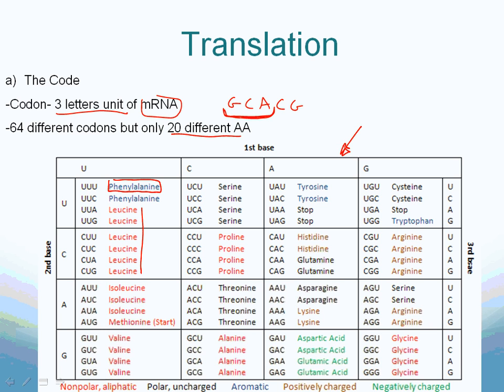This will be given to you in class. You do not have to memorize it. There's only one that you actually have to know by heart, and that's methionine. Here, that's the start codon. I remember it as AUG, and the reason I remember it as the start codon is August. The end of August is kind of the beginning of the start of the year, the school year, whatever.